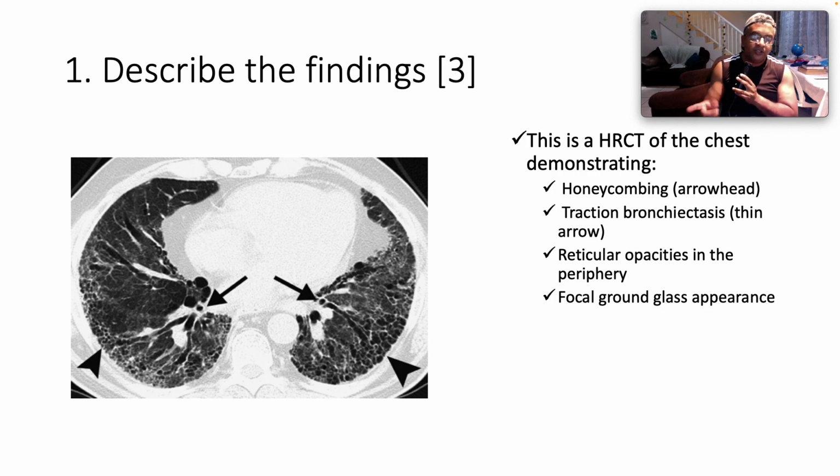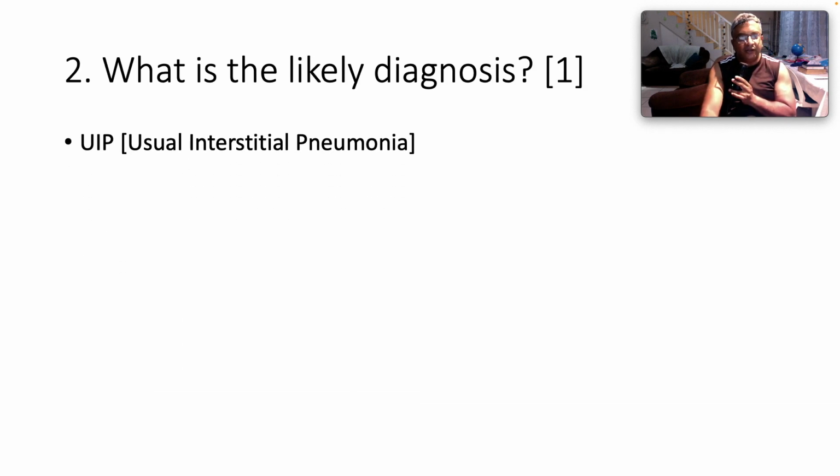So when you see this particular combination, honeycombing, traction bronchiectasis, reticular opacification, focal ground glass appearance, this speaks to the appearance of usual interstitial pneumonia, UIP, which speaks to IPF, idiopathic pulmonary fibrosis. The other appearance you have is non-specific interstitial pneumonia, NSIP, but this looks like UIP. What's the likely diagnosis? This is usual interstitial pneumonia.